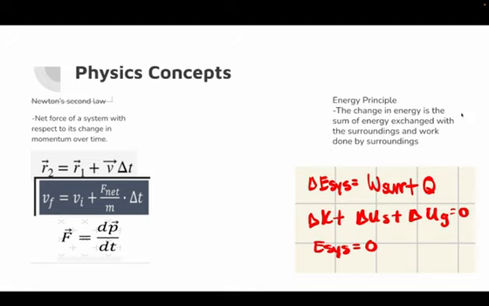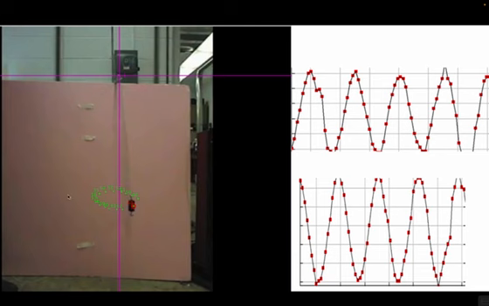And of course, we need to use our energy principle in this lab, which is that the change in energy is the sum of energy exchanged with the system and work done by surroundings. And as you can see down here, the energies added up for our experiment are going to equal 0, which is the same as our result.